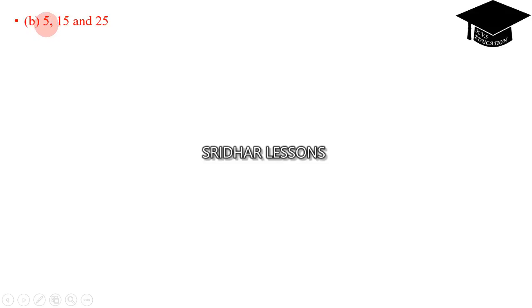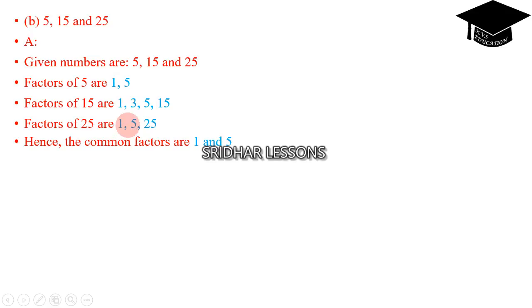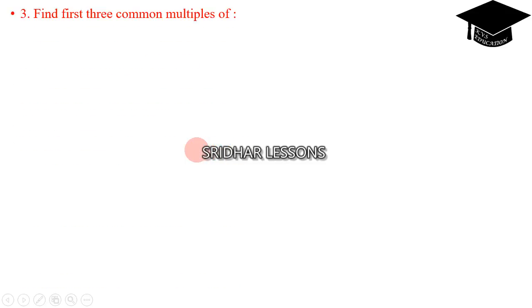Problem number B. 5, 15 and 25. We have to find the common factors. The given numbers are 5, 15 and 25. So factors of 5 are 1 and 5. And factors of 15 are 1, 3, 5, 15. Factors of 25 are 1, 5, 25. So if you can see the common numbers, they are 1 and 5. Hence the common factors are 1 and 5.